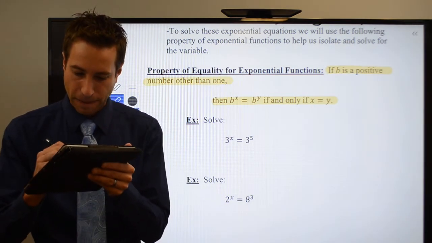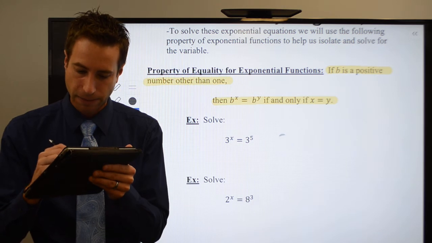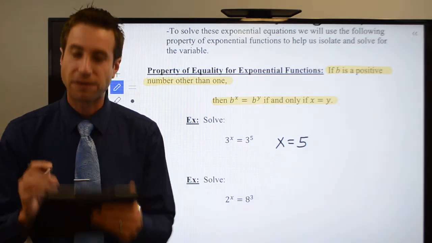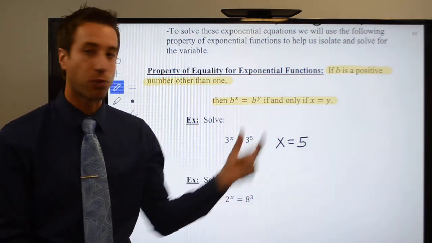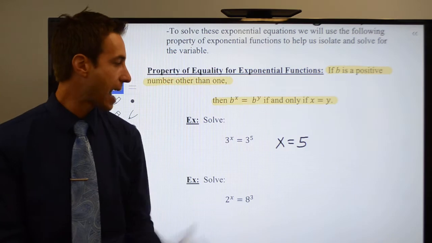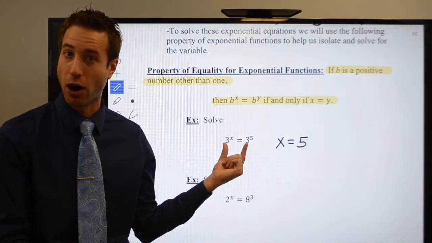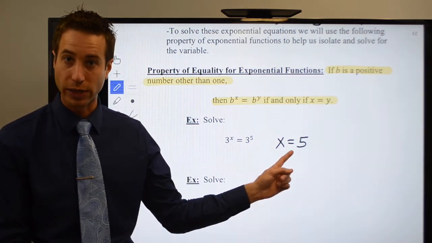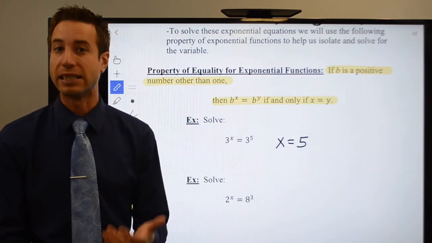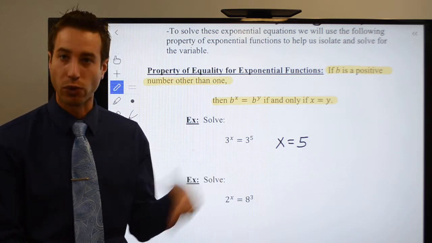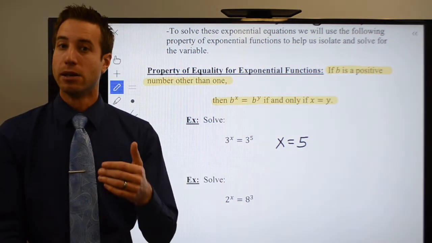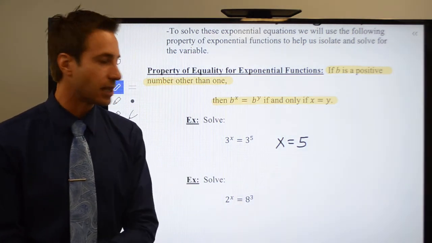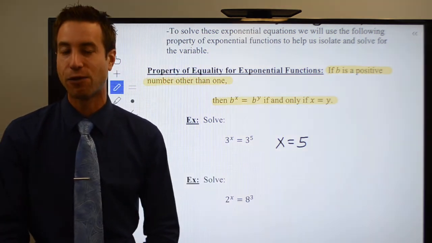if x is equal to 5, which is exactly what this property is saying. As long as the bases are the same, and they are, then the exponents must also be equal to each other in order for the equality to be true. In order for the left-hand side to be equal to the right-hand side, the exponents will have to be equal if the bases are equal. And that's a really, really simple example and actually way too easy for Algebra 2.